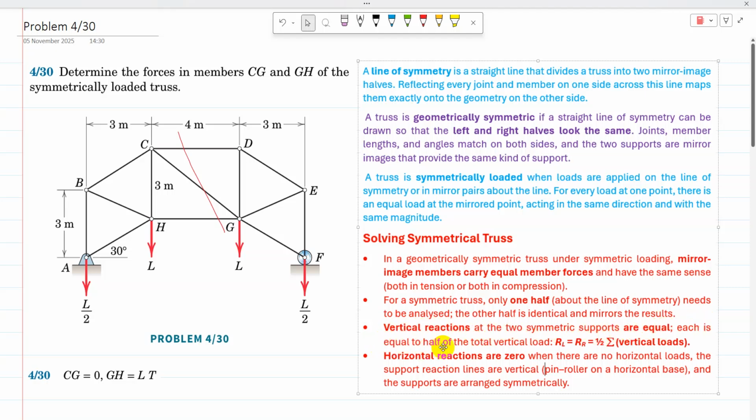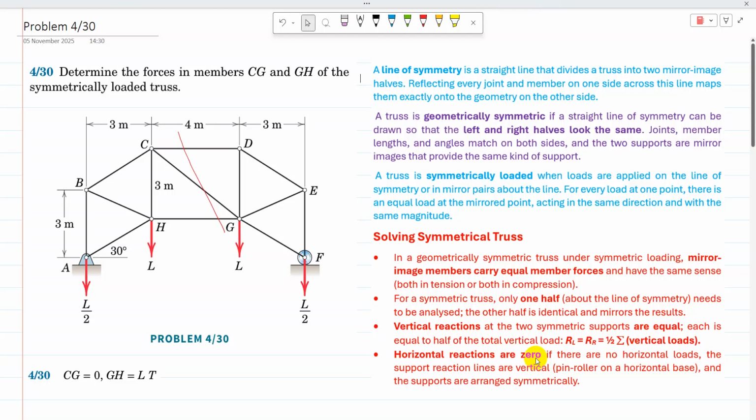Each is equal to half of the total vertical load. So the reaction at the left support is equal to the reaction at the right support, and it is equal to half of the sum of the total vertical load. There are three loads acting in the downward direction, so the reactions will be upward, and the reactions at both supports will be equal to each other, and equal to half of the total vertical loads.